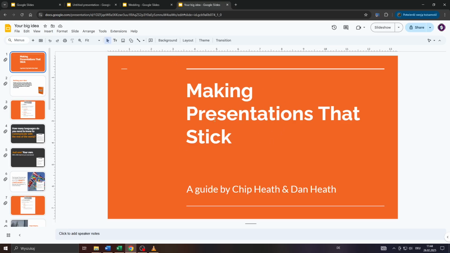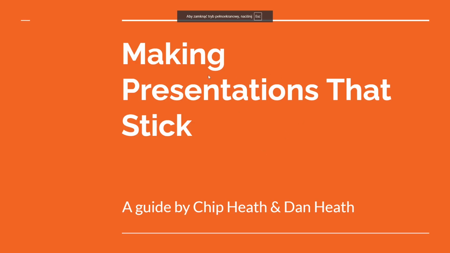So head over to Google Slides, enter or launch the presentation you'd like to edit and customize. And once you're ready with your setup, simply click on slideshow here at the top, start slideshow. You may also use the shortcut for that, Control F5. So let me do that really quickly. That is going to launch your presentation in the play mode.